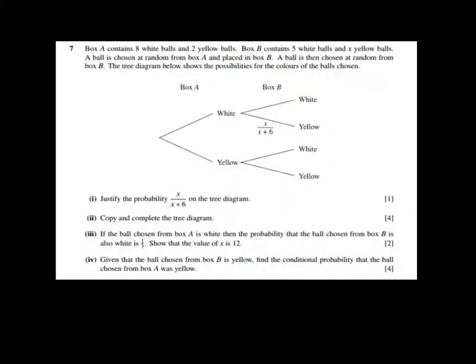Okay, so last question in this paper is question 7. And you just have to be careful to read the beginning part here. So it talks about these 2 boxes, and they take a ball out of box A and place it onto box B.